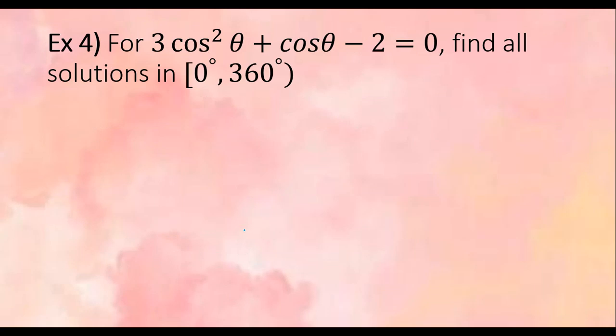Okay, let's amp it up just a tad. I do think I love this problem just because I love the strategy that we're going to use so much. And if you're going into calculus, this strategy is honestly one of the best. It was one of my favorite strategies too. So for 3 times cosine squared theta plus cosine theta minus 2 is equal to 0, find all solutions in the 0 to 360-degree interval.